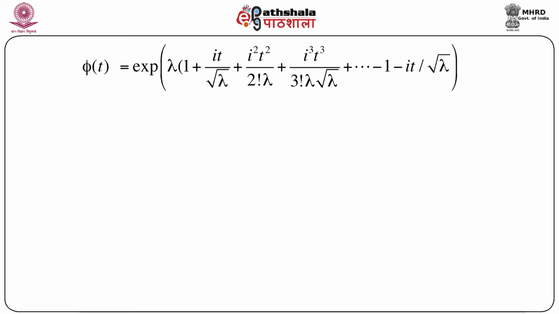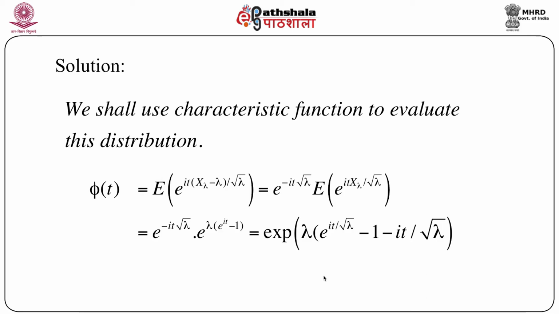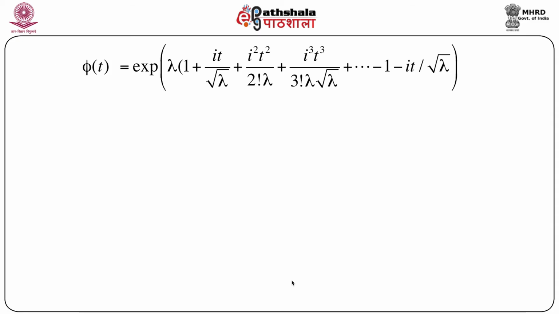So let us write down phi(t). It looks slightly complicated but not really very difficult. Note one thing: inside the exponential there is another exponent part. So the easiest way to evaluate this entire expression on the right hand side is to expand e to the power it by root over lambda inside the bracket. So phi(t) becomes exponential of lambda times: just expand this term, 1 plus it by square root of lambda plus i square t square by 2 factorial into lambda plus i cube t cube by 3 factorial into lambda into root over lambda plus dot dot, and whatever is left as the other terms, minus 1 minus it by square root of lambda.